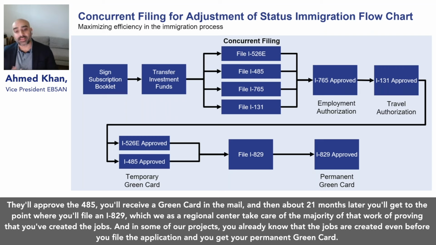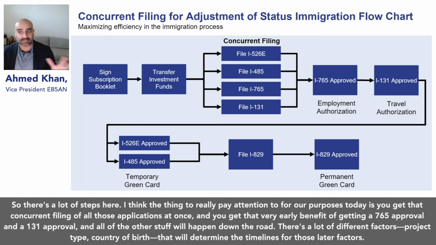And then about 21 months later, you'll get to the point where you'll file an I-829, which we as a regional center take care of the majority of that work of proving that you've created the jobs. And in some of our projects, you already know that those jobs are created even before you file the application, and you get your permanent green card. So there's a lot of steps here. I think the thing to really pay attention to for our purposes today is you get that concurrent filing of all those applications at once, and you get that very early benefit of getting a 765 approval and a 131 approval, and all the other stuff will happen down the road.